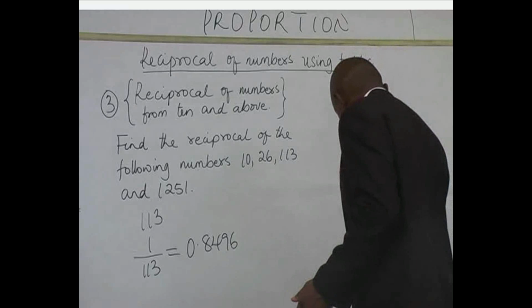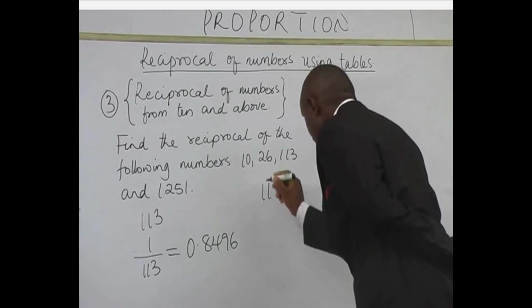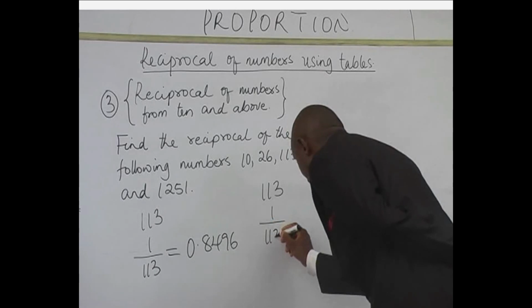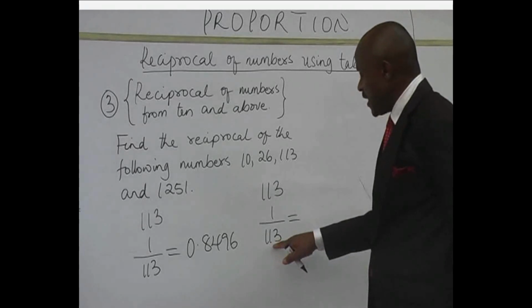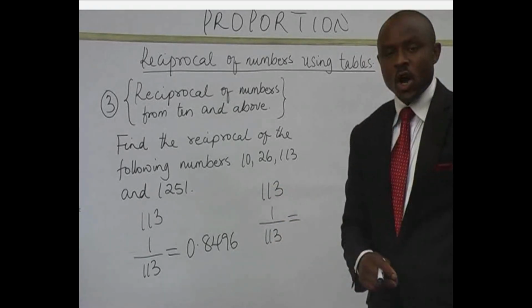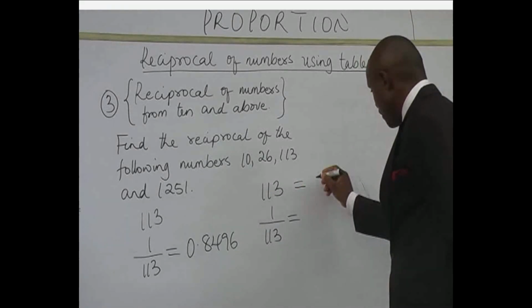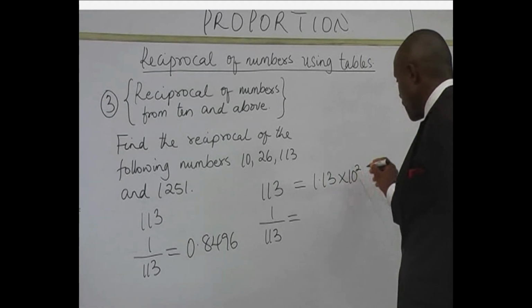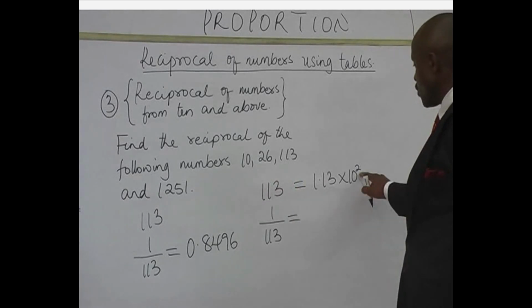So let's see if we're going to get the same thing using our table. We have 113 to find its reciprocal, which will mean 1 all over 113. Now, write 113 in standard form. If you do so, you're going to have 1.13 times 10 raised to power 2, because you moved the decimal across 2 digits. That is why you are raising 10 to the power of 2.